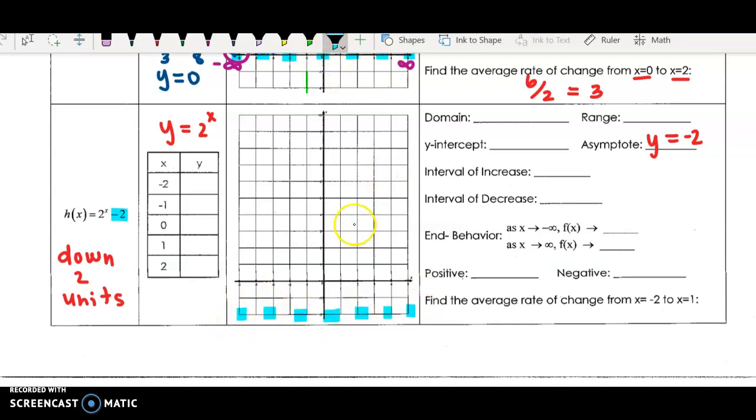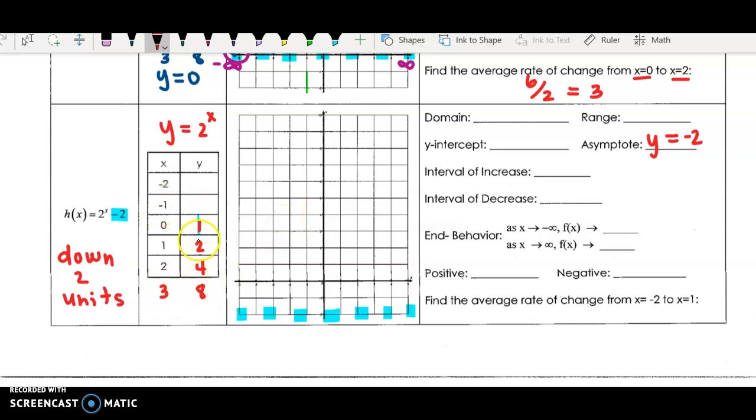We have no horizontal shift, so we'll be counting our graph starting at the y-axis and the point where the y-axis intercepts our asymptote. I'm going to complete the table for my parent function. 2 to the 0 is 1. 2 to the first is 2. 2 squared is 4. And we'll go ahead and put 2 to the third, which is 8.